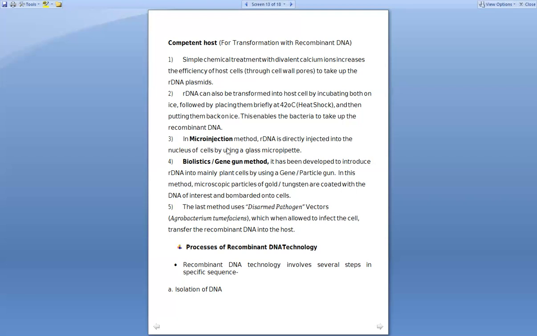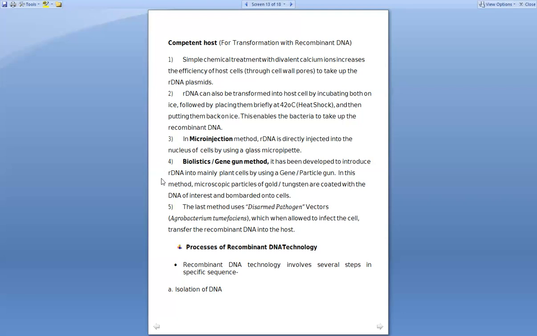This is a method through which the recombinant DNA is directly injected inside the nucleus, right? So it is not injected into the cell cytoplasm, but directly inside the nucleus, and they use a glass micropipette. Through this glass micropipette they directly inject the rDNA into the nucleus. So this is the third type, that is micro injection.